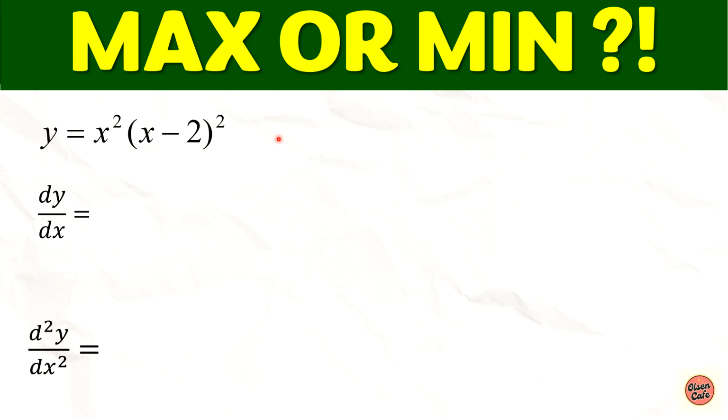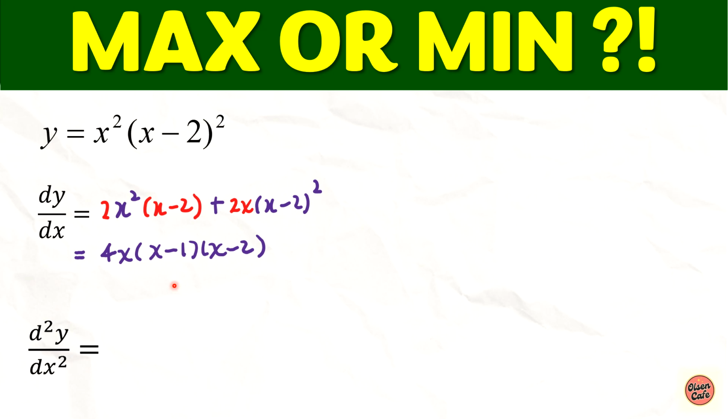Using the product rule, we are going to have u dv/dx plus v du/dx. And by simplifying these expressions, we are going to arrive at 4x times (x minus 1) times (x minus 2). You can give it a try and see if you are able to simplify till we get this term. Now, we are going to find the second derivative.